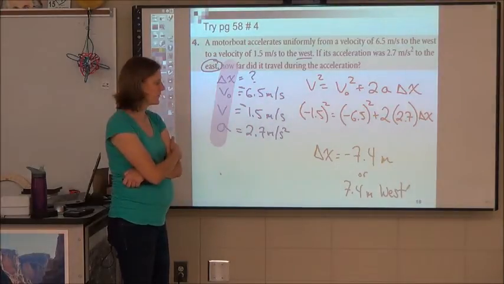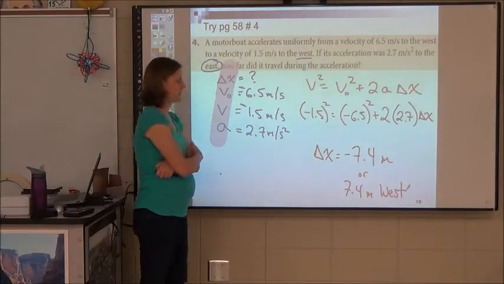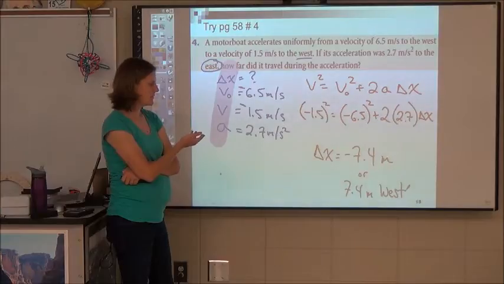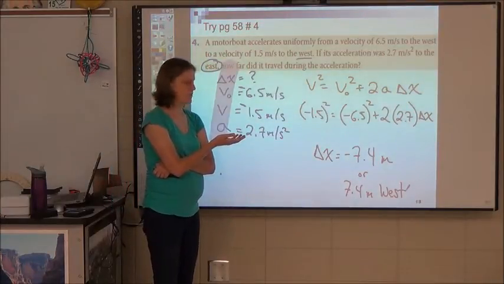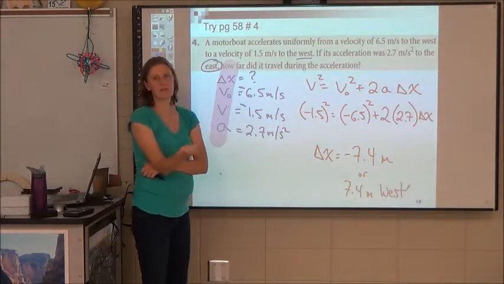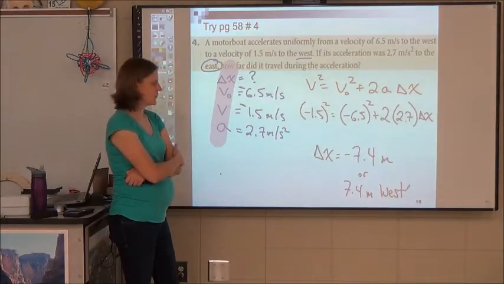So I get 7.4 meters. I put meters on there because, again, that was the fundamental unit I started with for length. I do get negative, so either leave it as negative 7.4 meters, but perhaps better to write out west since the problem did originally give you directions like east and west. So 7.4 meters to the west.